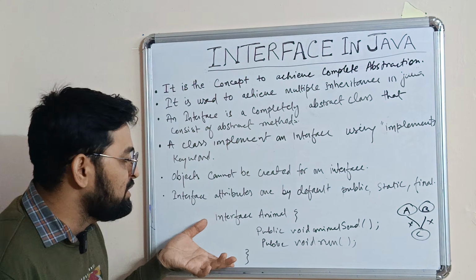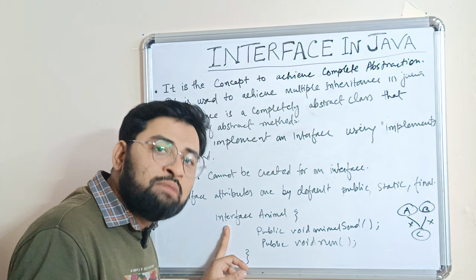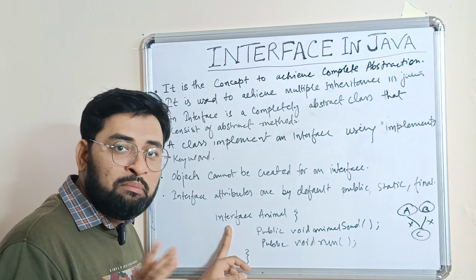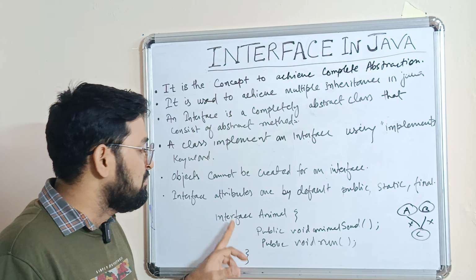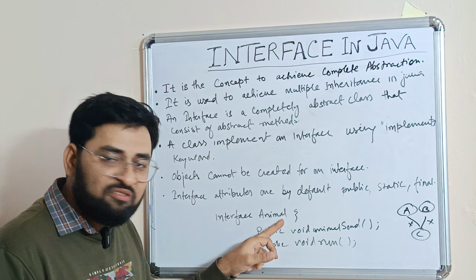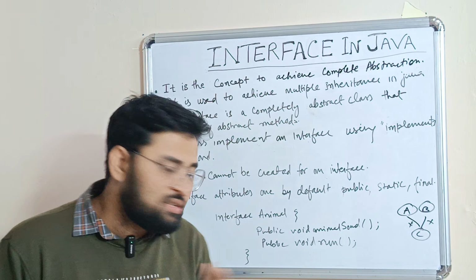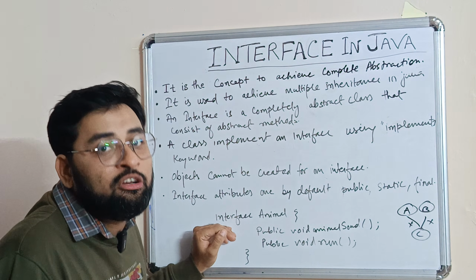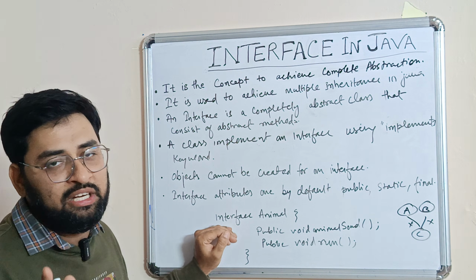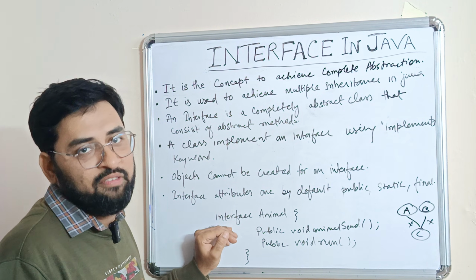This is a small example you can see. We usually write a class as usual, but to achieve multiple inheritance in Java, and to achieve 100% complete abstraction, that is given by an interface. Interface Animal. The first letter should be capital, as we usually write for a class. The interface is a blueprint of a class. It's a type of class, but we cannot achieve multiple inheritance without an interface. We only achieve multiple inheritance by implementing interfaces.